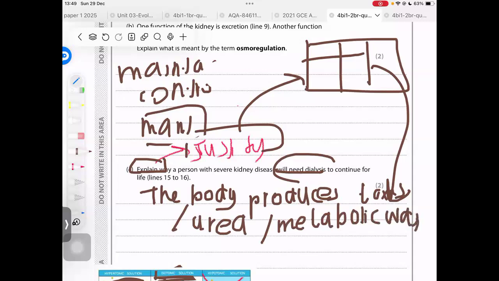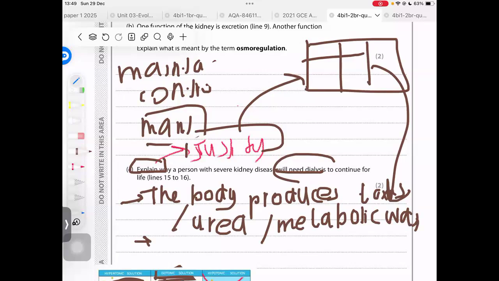Either one of these three you can write. The body produces toxins, the body produces urea, the body produces metabolic waste. The next point is, when both our kidneys are damaged, there is no way of excreting them.